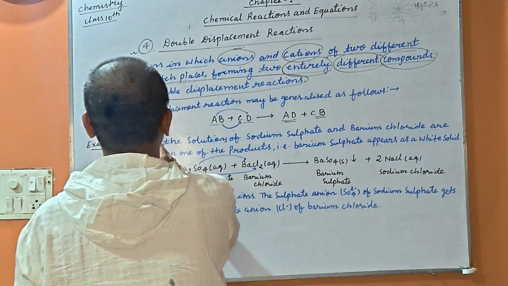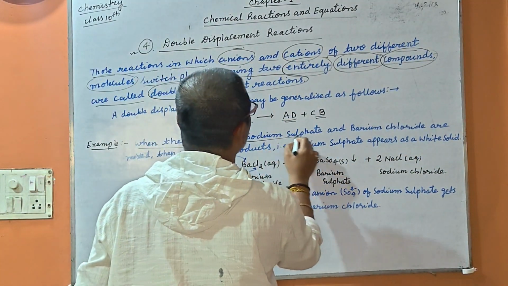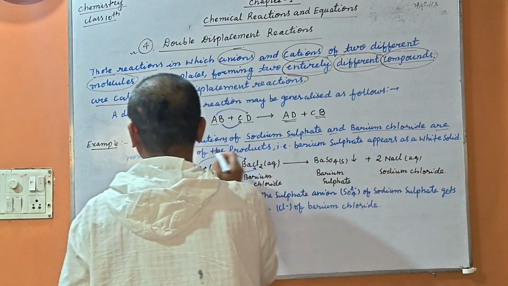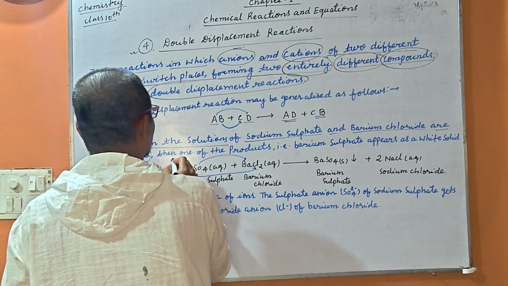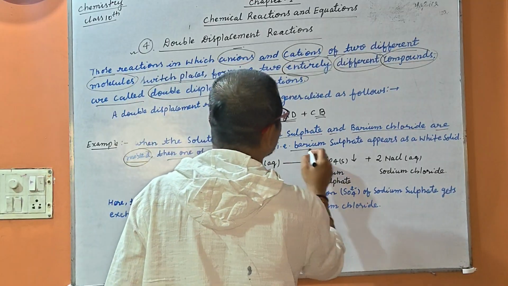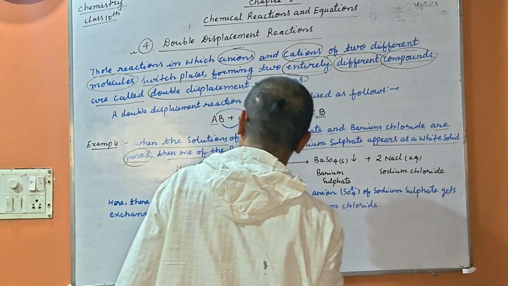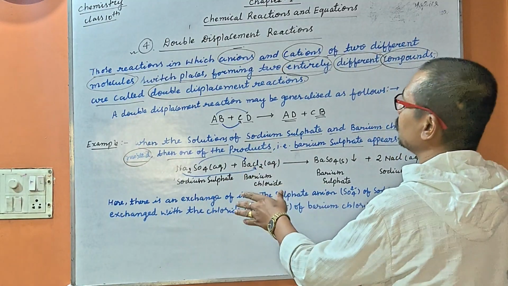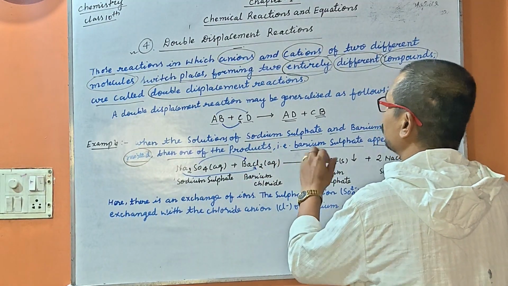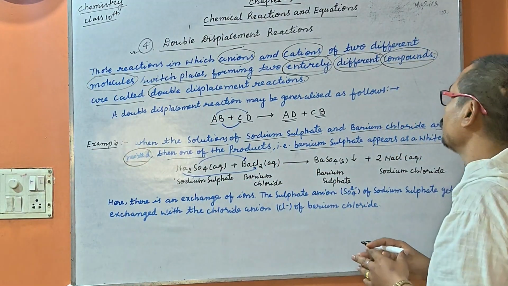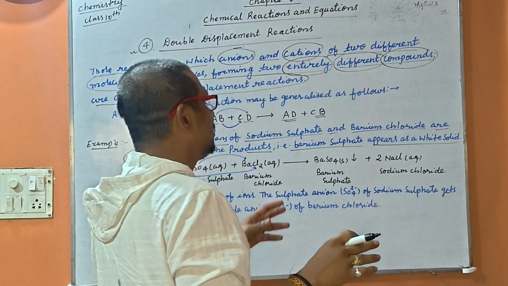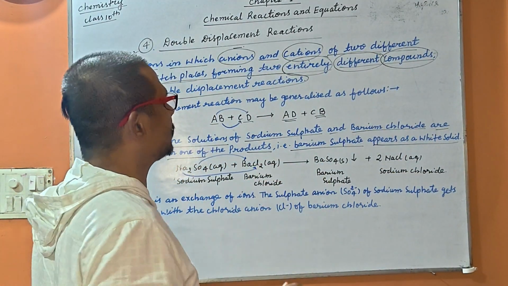Take an example here. When the solutions of sodium sulfate and barium chloride are mixed, one of the products, that is barium sulfate, appears as a white solid. Na2SO4 in the aqueous form, sodium sulfate, plus barium chloride in the aqueous form react to give barium sulfate in the solid form, that is the precipitate, plus 2 NaCl, aqueous sodium chloride.